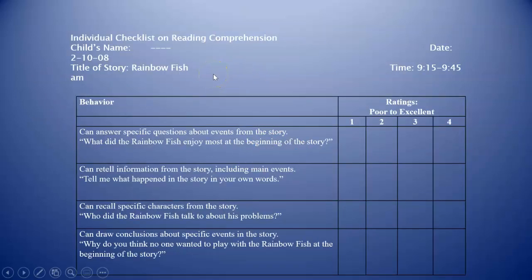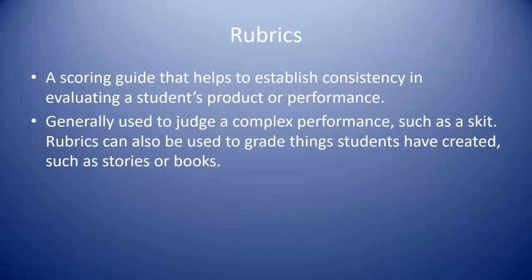So here you can see a child's comprehension related to reading or answering questions about the Rainbow Fish book, right? So 1 being they don't do well at all, 4 being excellent. Thinking about what responses they gave to what did the Rainbow Fish enjoy, tell me what happened. And so you as a teacher would say, they didn't do this well at all, or they did this amazingly well. Again, it gives you information, but not tons of detailed information, which leads us to rubrics.